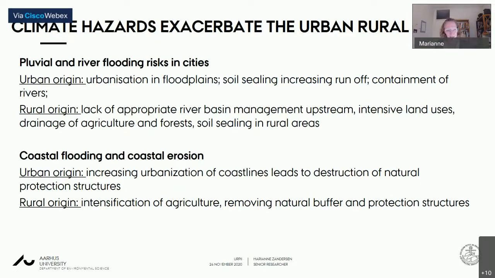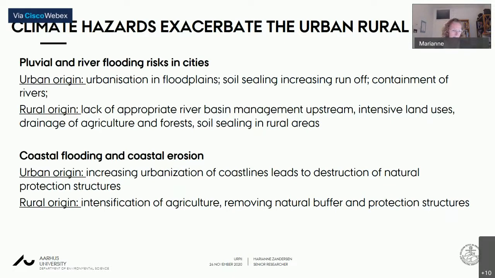But from the rural origin, there's generally a lack of appropriate river basin management upstream because of intensive land uses. Also, the rivers and streams have been constrained. And there's also a general drainage of agriculture and of forest for production purposes that exacerbates the runoff to rivers and streams. But also soil sealing in rural areas has an impact on this. So that was on the flooding risks and how the urban-rural nexus exacerbates those hazards.